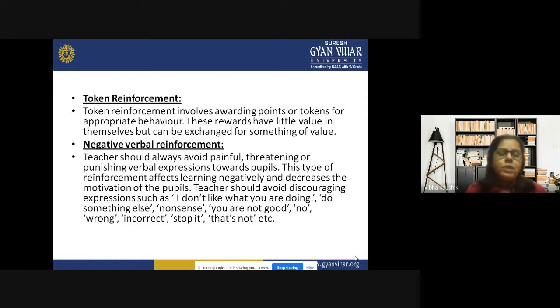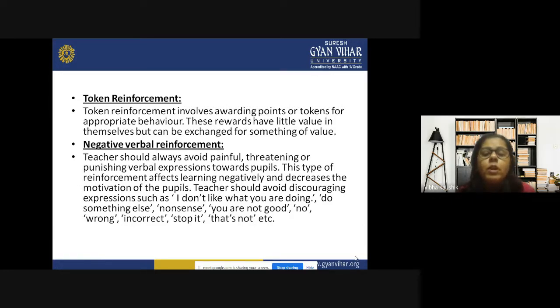Negative verbal reinforcement. Different types of negative verbal reinforcement can also be used by the teacher. The teacher should always avoid painful, threatening, or punishing verbal expressions towards people. It means they should avoid using these words or expressions towards the pupil. This type of reinforcement affects learning negatively and decreases the motivation of the learner to perform.